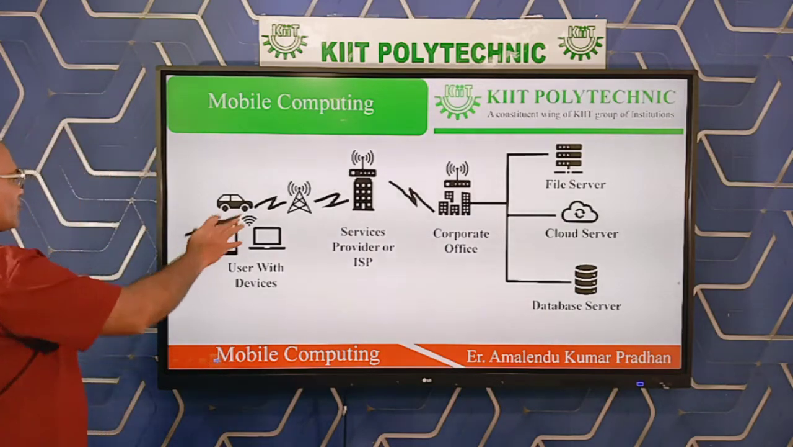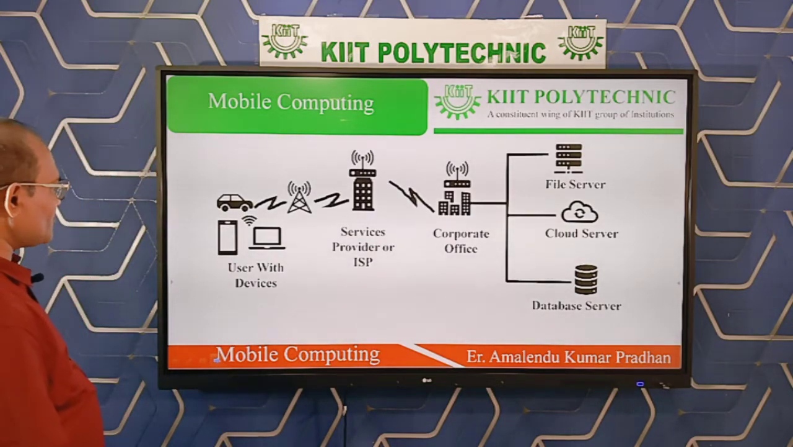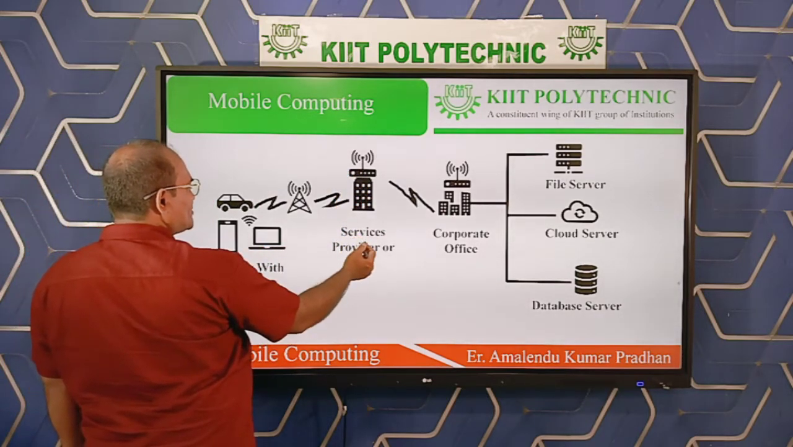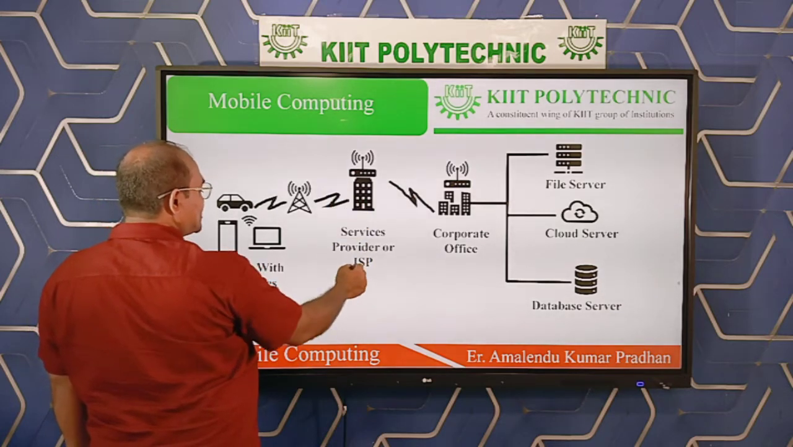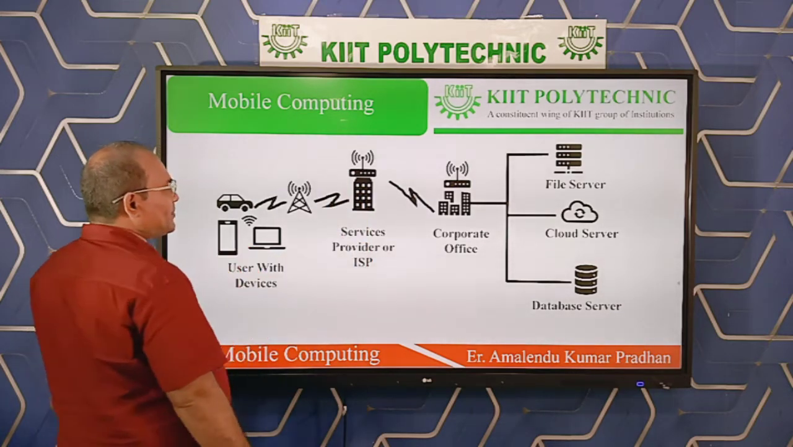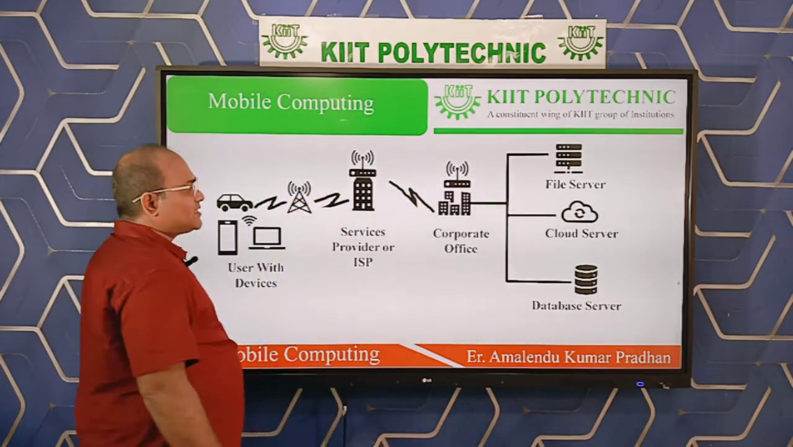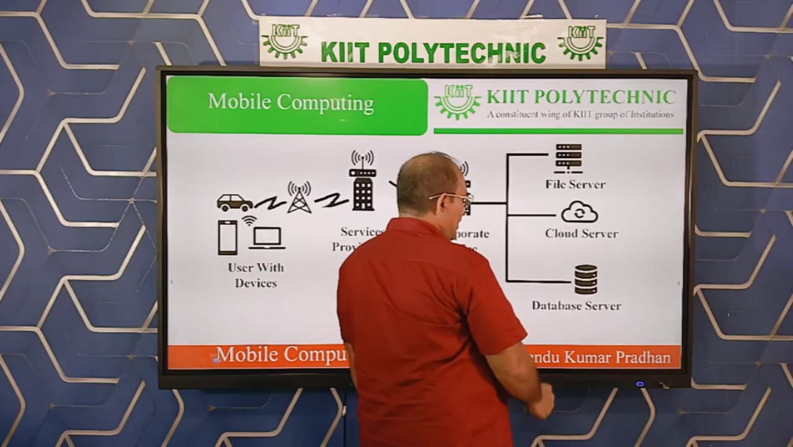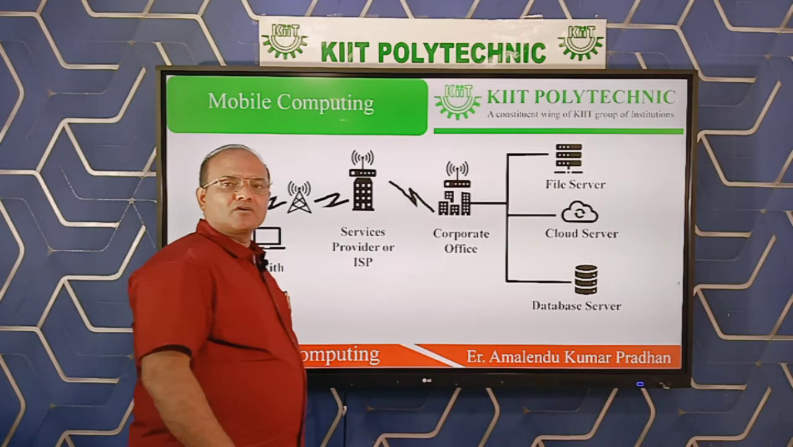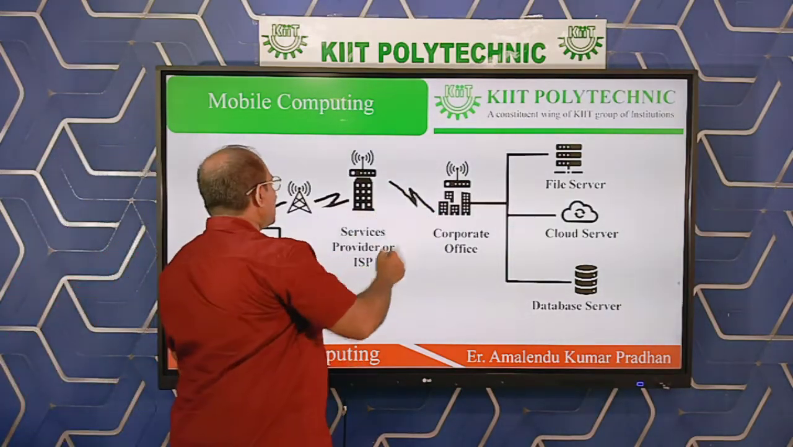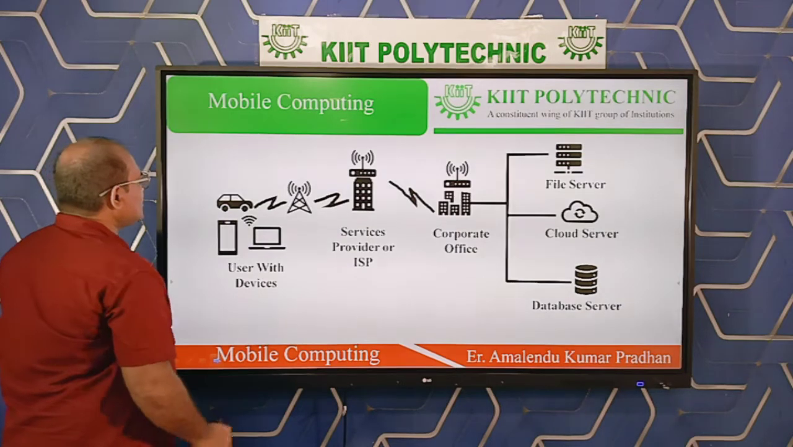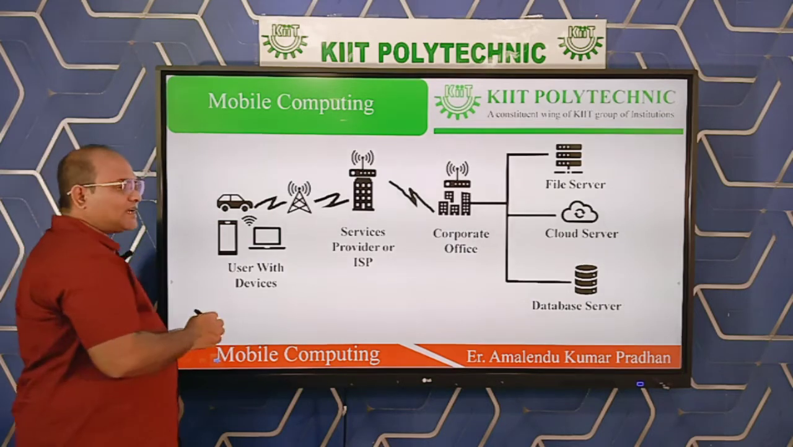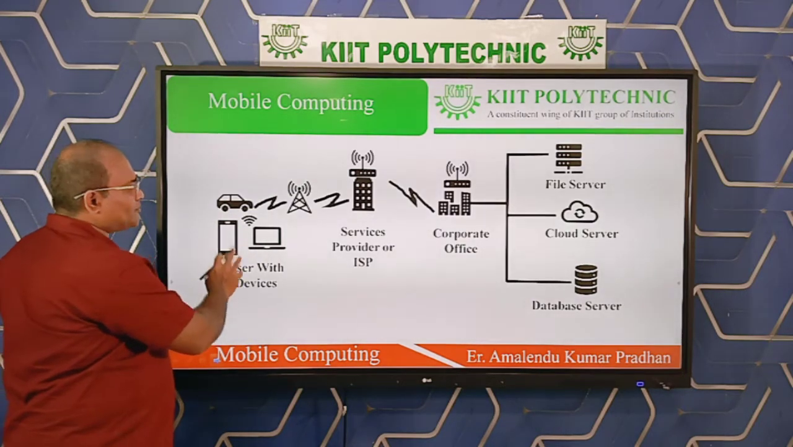So you see, this is a good example of mobile computing. This is your corporate office. This is called server services, this is called ISP. This is the third party and this is your corporate office. This office contains various kinds of file servers. Your office is directly connected to the cloud and to your data server. Being an employee of that office, you are moving outside because of some office work, and you have to access all rights.